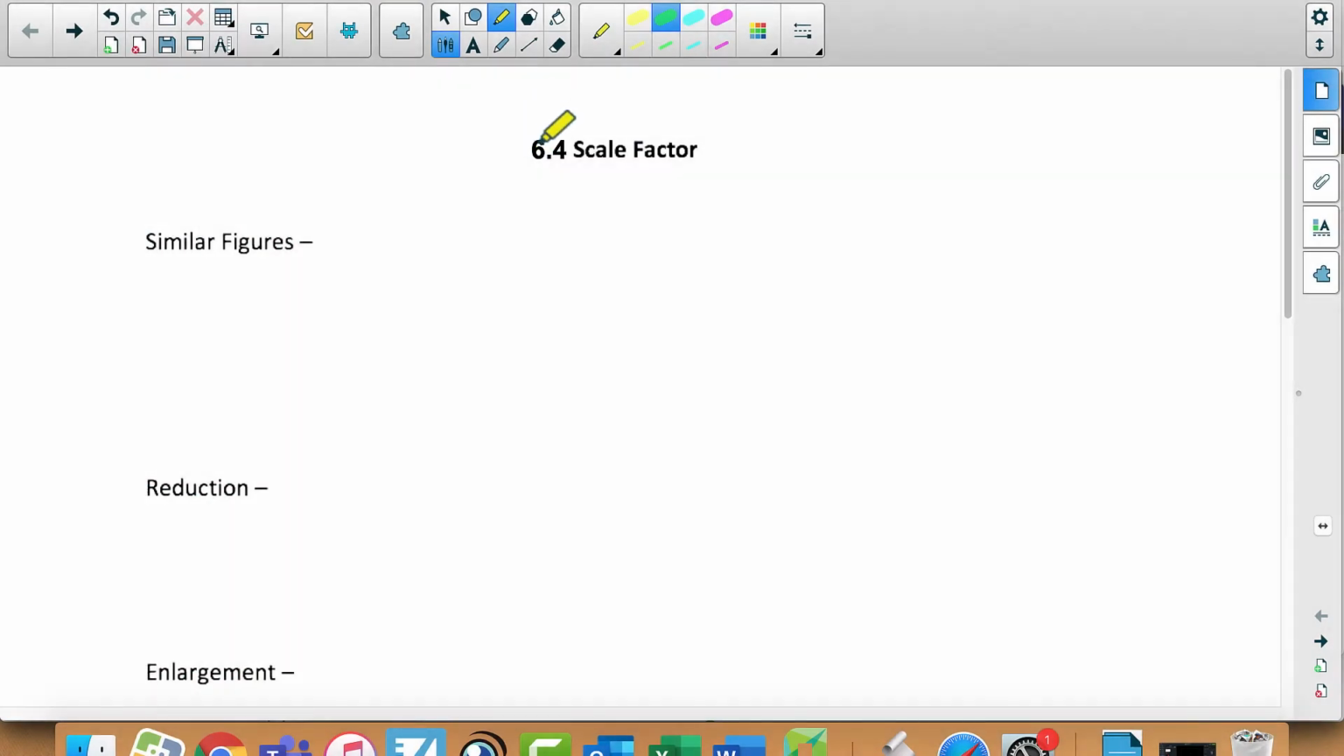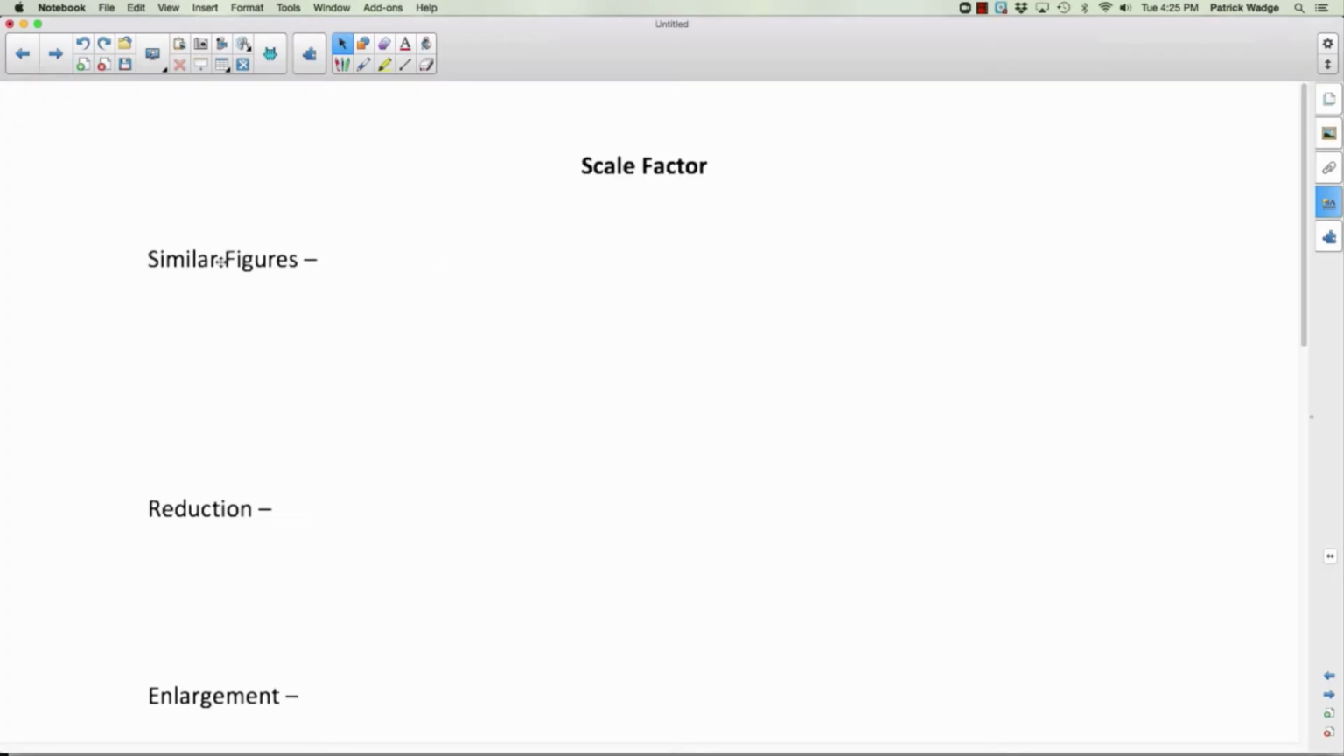Okay, everyone, we're going on to 6.4 today on scale factor, or factors, I suppose. And actually, we've kind of been doing scale factor even though we haven't called it that yet. We've talked about similar polygons, similar triangles. We've said that similar polygons have the same angles. All the corresponding angles are equal to each other. And we've also said that all the corresponding sides are proportional.